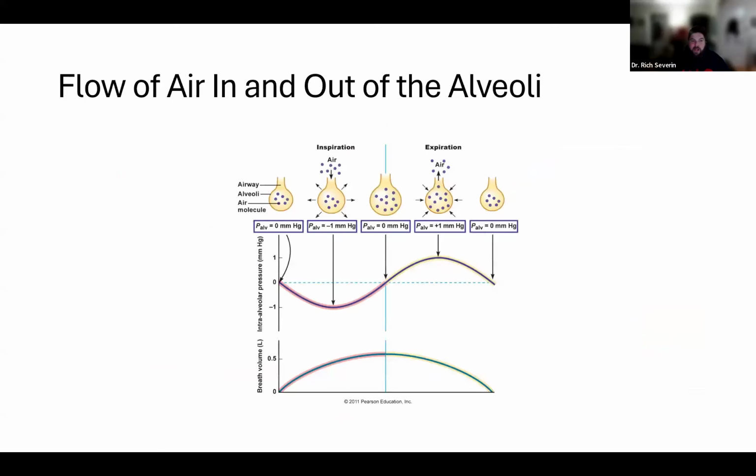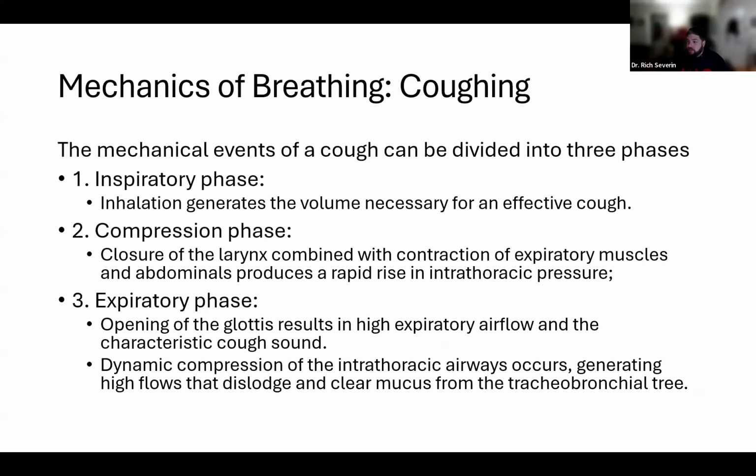Another way of illustrating this differentiation between gradients in breathing. Now, coughing is another thing that's very important, and the breathing muscles contribute to it. You can think of coughing in three phases. My speech language pathologists on the call can probably break it down even further, but we often think of three phases: an inspiratory phase, a compression phase, and then an expiratory phase.